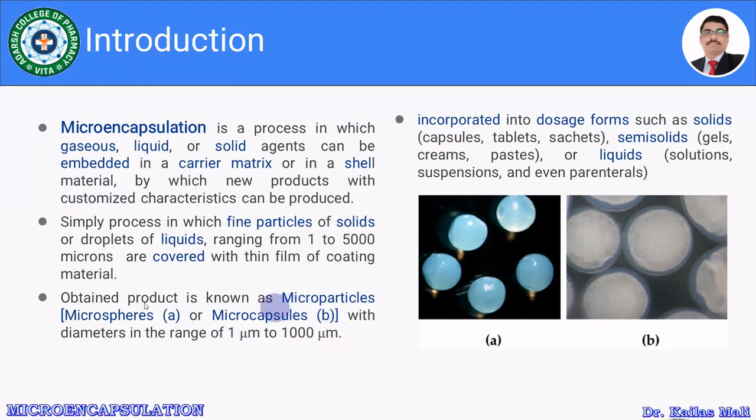So whatever product is obtained at the end of microencapsulation, it is possible to incorporate into different dosage forms such as solids, semi-solids, or liquids. In the case of solids, it is a capsule, tablet, or sachet. In the case of semi-solids, it is a gel, cream, or paste, or liquids as a solution, suspension, or even parenterals. Means it is possible to give the microencapsulated product by the parenteral route. So this is about microencapsulation.